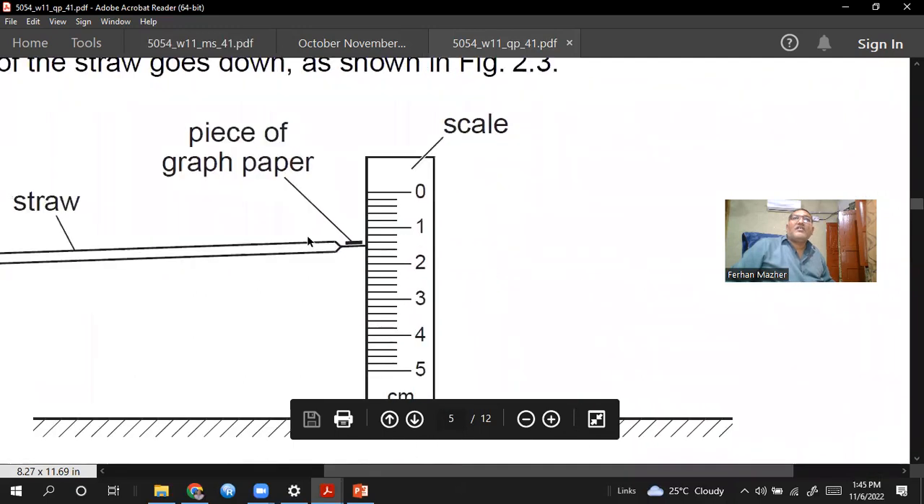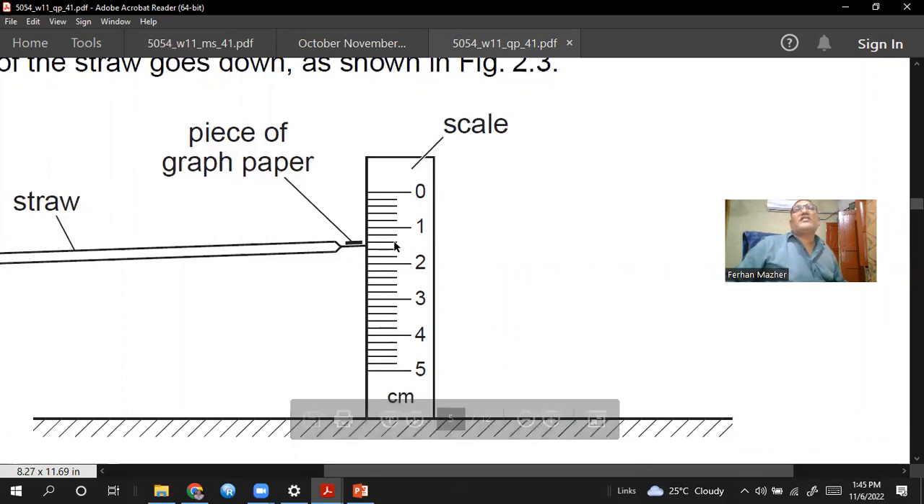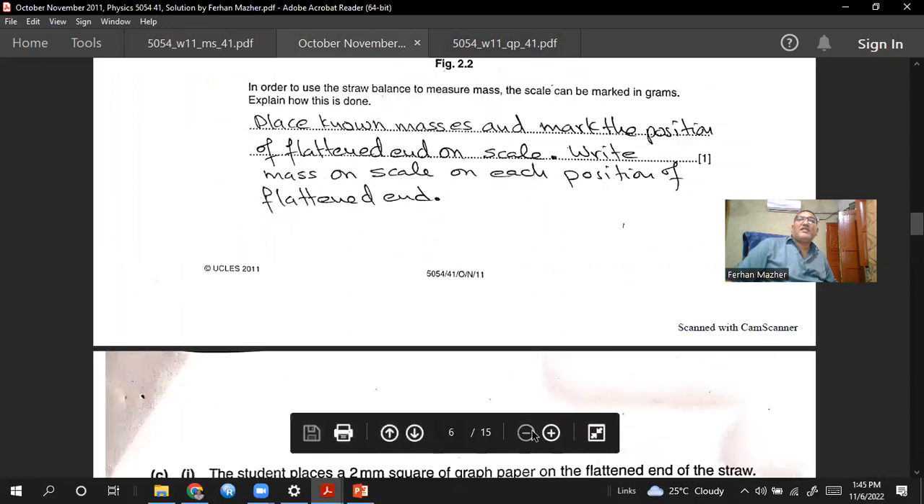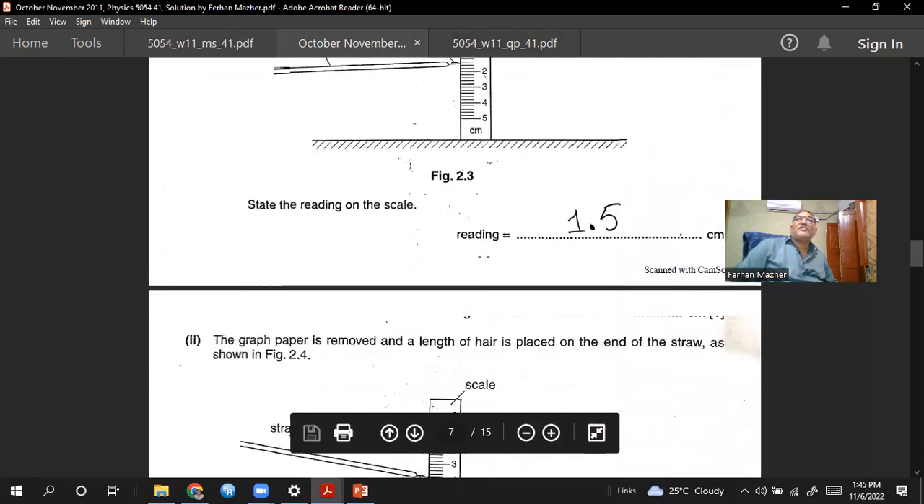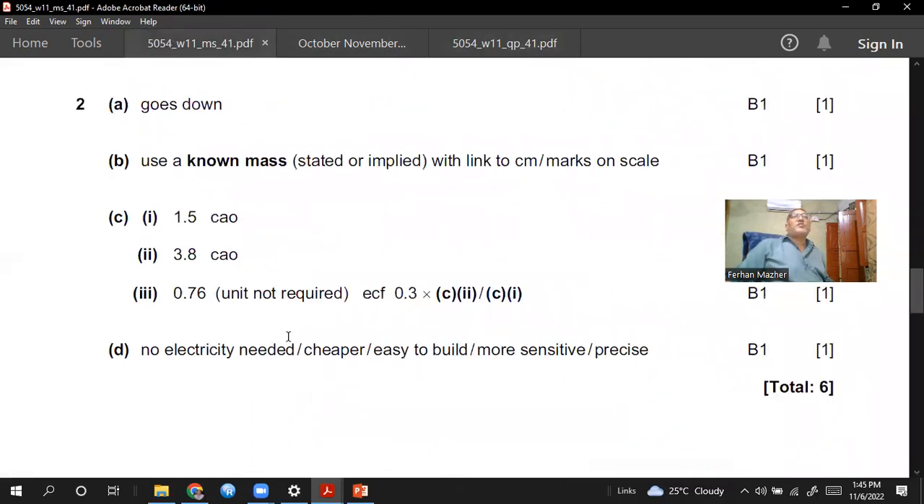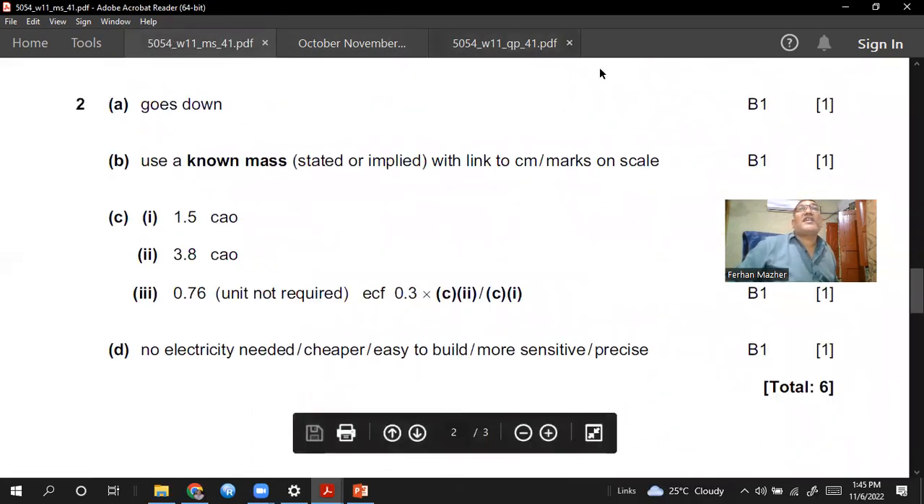So where is this? This is 1, this is 1.2, 1.4, 1.6. So this will be 1.5. So the exact reading is 1.5. Okay, so the reading is 1.5. Let me show you. So the reading will be 1.5 centimeters. So our answer is right.